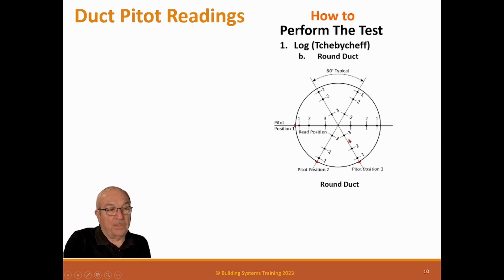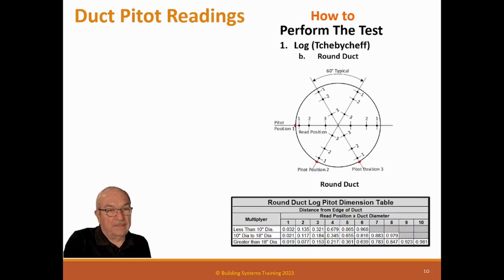I think the square duct is a little more accurate, but round duct may be more accurate, it's just a little bit more trouble to do. And here's the same type of thing on the log that we had for the square duct. The round duct, this is basically less than 10 inches, and the first one you multiply by 0.032, the second one times 0.135, the next one 0.321, the next one 0.679, the next one 0.865, and the last one times 0.968. And that gets you your 6 readings for the first one.